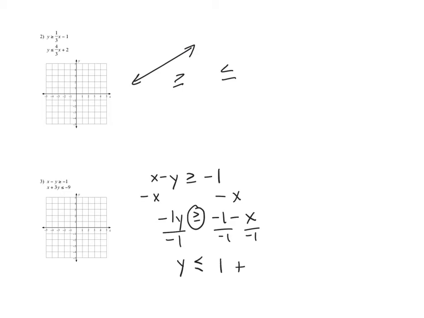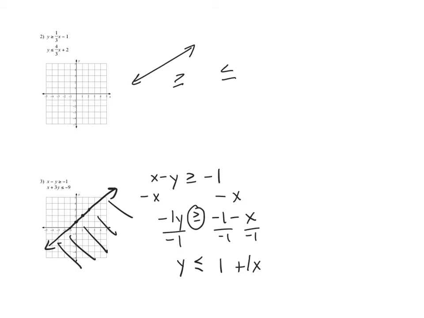y is less than +1 and positive x. So my first line has a y-intercept at +1. I have a slope of 1 over 1. And it's positive. So I keep going up 1 or down 1 to the left, or up 1 to the right. And I have a solid line. It's less than, so I shade below.